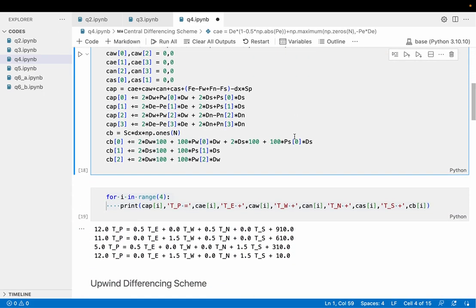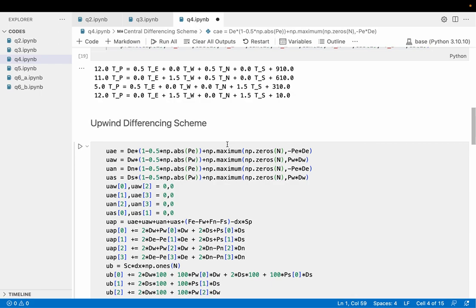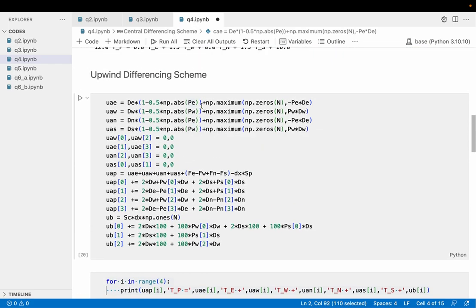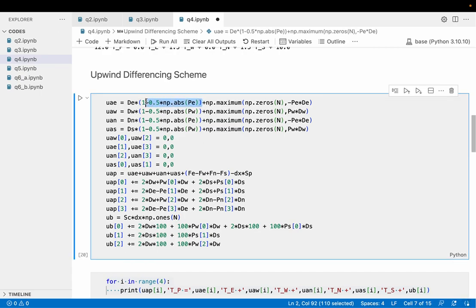Now if you want to go for an upwind scheme, the expression will be the same. The only difference is you need to remove this and replace this with just 1. So you will have this maximum of 0 comma minus Fe. Fe I am writing as minus Pe times De. You don't have these terms.